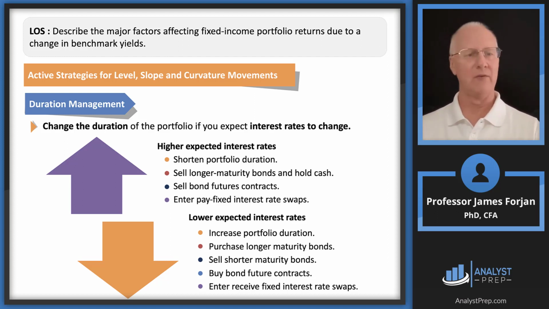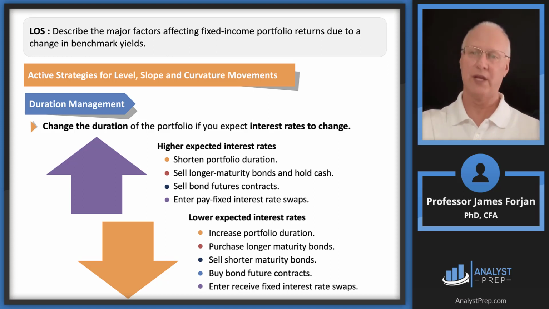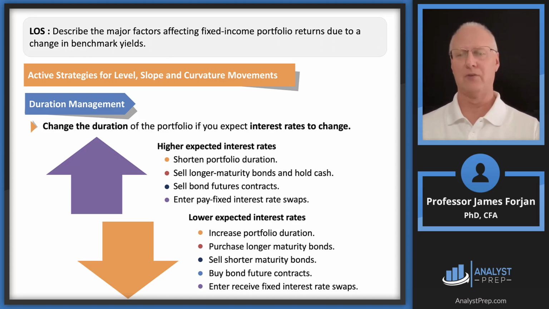Now, do I need to do all that in reverse for the down arrow there? Lower expected interest rates. We want to increase the portfolio duration. So what's going to happen? If interest rates fall, all of our bonds are going to increase in value, but we know that those with longer maturities, those with longer durations, are going to increase in value by way more than those shorter term bonds. So we can purchase longer term bonds. We can sell shorter. We don't want to do that. Why don't we go ahead and take the long position in a bond futures contract?